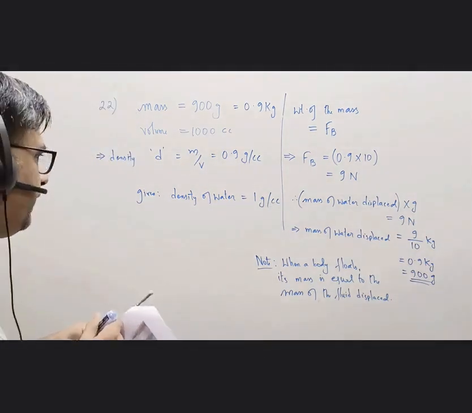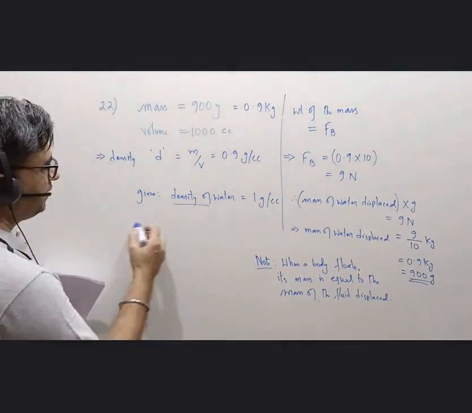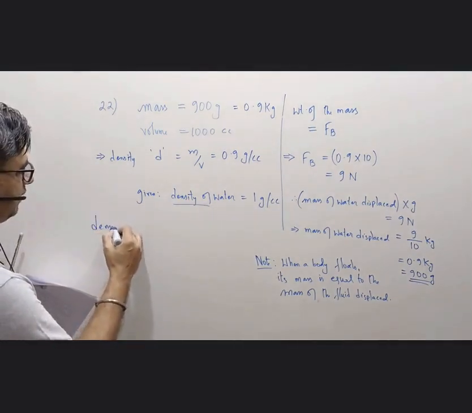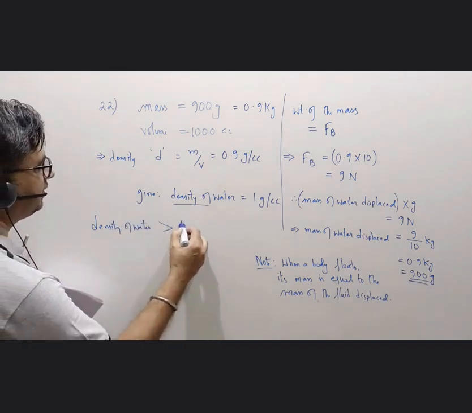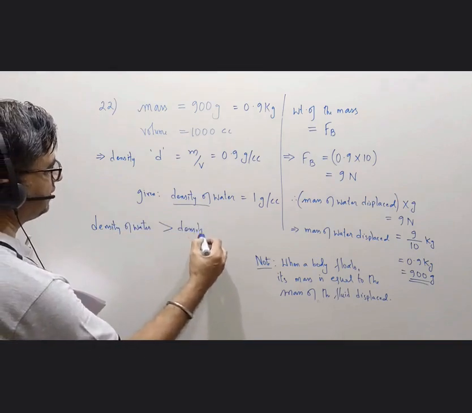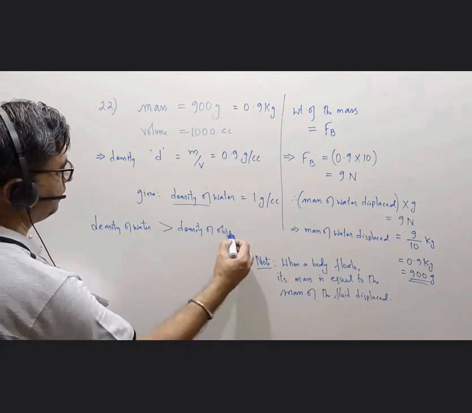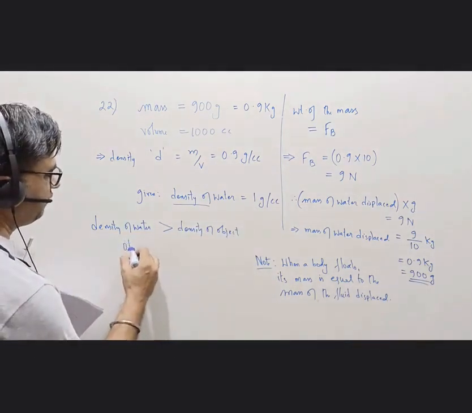Now look, in this case the density of water is greater than the density of the object. In such a case, the object floats.